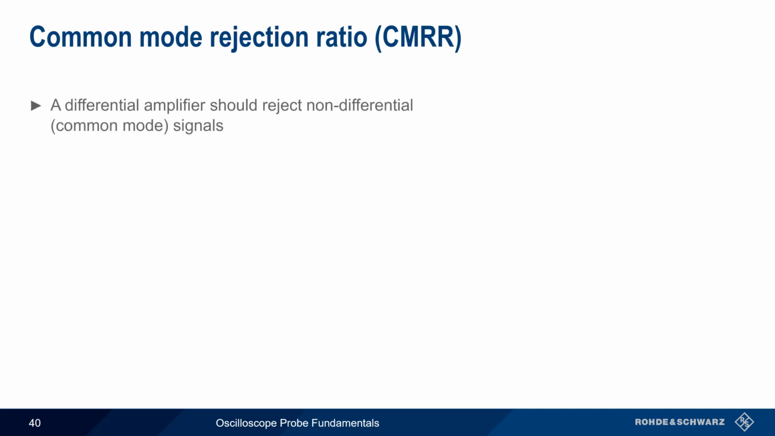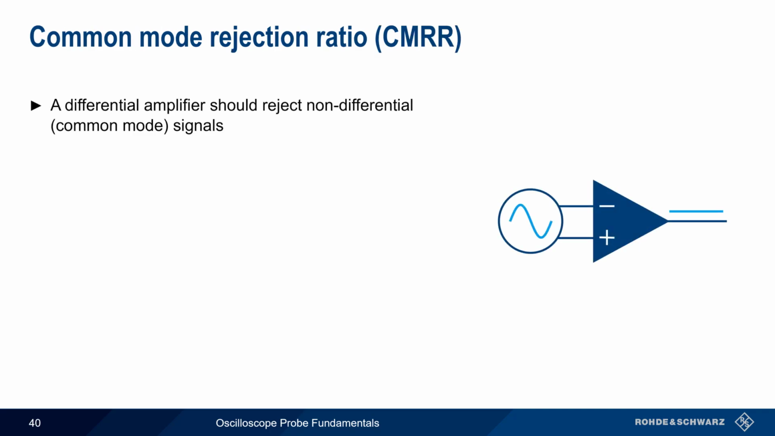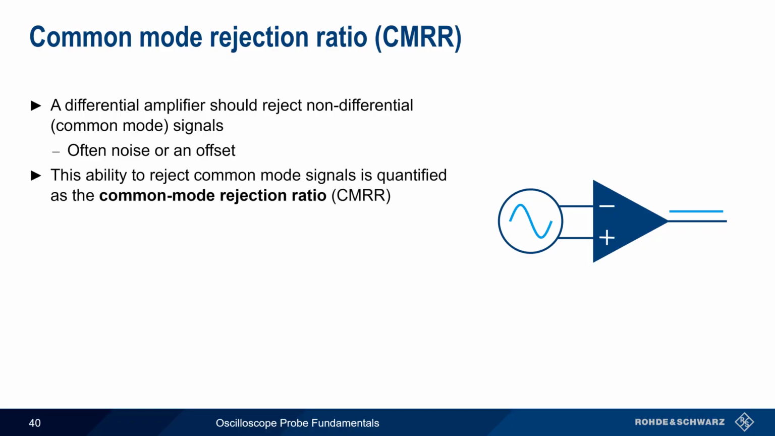As mentioned earlier, an ideal differential amplifier should reject or suppress non-differential or common mode signals that appear identically on both amplifier inputs. In practice, these common mode signals are usually noise or an offset. The ability to reject common mode signals is quantified as the common mode rejection ratio, or CMRR, and it's defined as the ratio of differential mode gain to common mode gain.